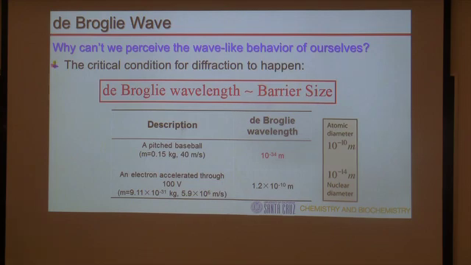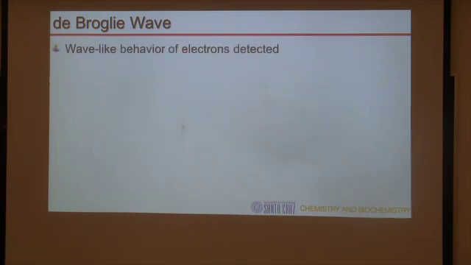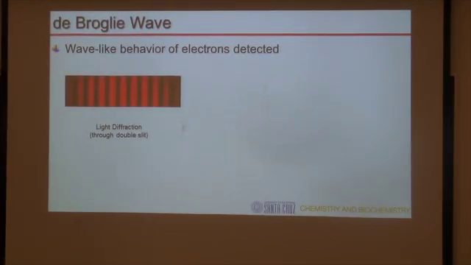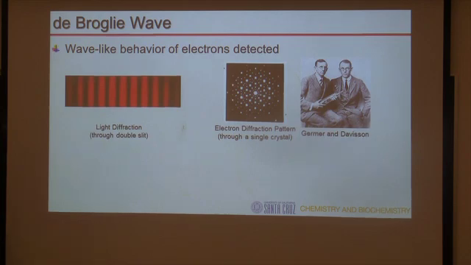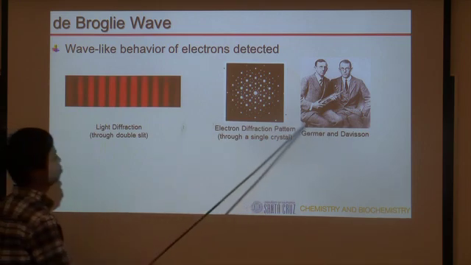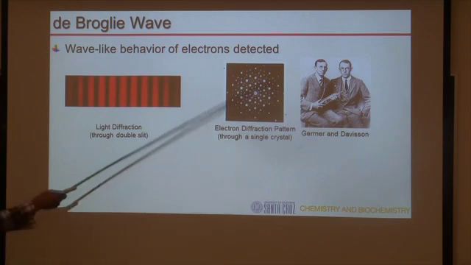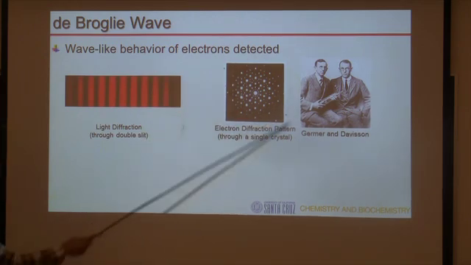Is that true? Well, the wave-like behavior of electrons has already been detected. When we talk about light diffraction, we get this pattern through double slits. Also for electrons, we can get a diffraction pattern through 3D crystals. This experiment was conducted by two scientists, and because of that, de Broglie was awarded the Nobel Prize, because his theory was proved correct by experimental data. In other classes, I think in advanced PChem lab, you will have the chance to talk about the diffraction pattern, but not for this class.